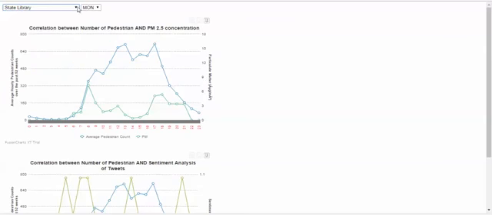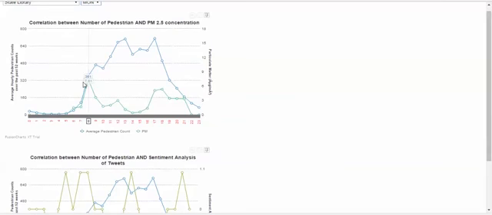right now I've selected State Library and Monday, and you can see the correlation between average pedestrian count and PM25 concentration. This is the average hourly pedestrian count over the past 52 weeks, and this is PM25 concentration. We consider 52 weeks so that we have enough data to find a correlation. We can see correlation in the morning 8 to 10, again when people are leaving, and in between where people go for lunch. So this is a good correlation we have found.